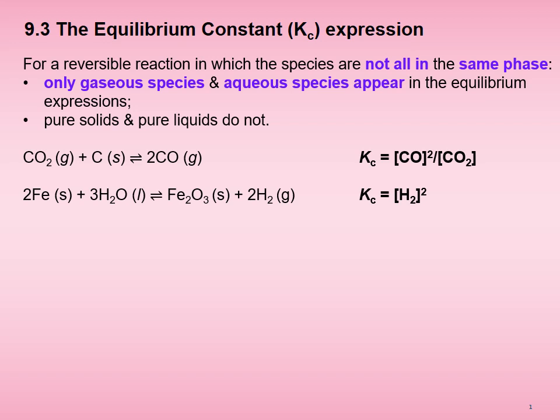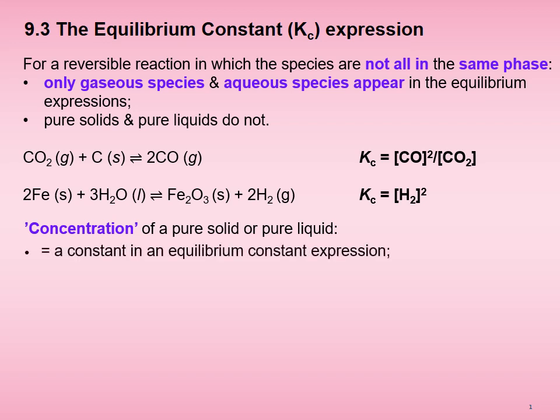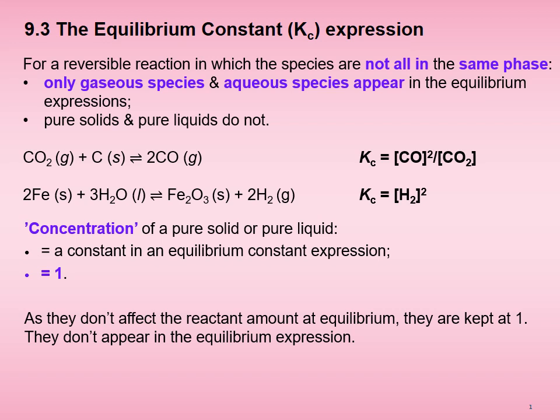It so happens that neither equation contains aqueous species. If they did, the concentration of the aqueous species, raised to its appropriate power, ought to be present in the equilibrium constant. The concentration of a pure solid is its number of moles divided by its own volume. Its number of moles and volume remain the same, thus the concentration of a pure solid is constant. This idea also applies to the concentration of a pure liquid. Therefore, in an equilibrium constant expression, for simplicity's sake, each is taken to be 1. They don't affect the reactant amount at equilibrium in a reaction, so they don't appear explicitly in the equilibrium expression.